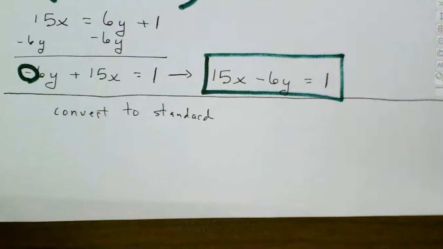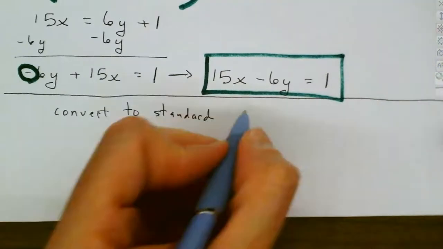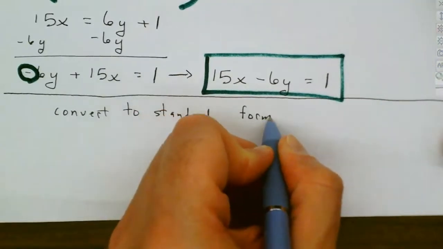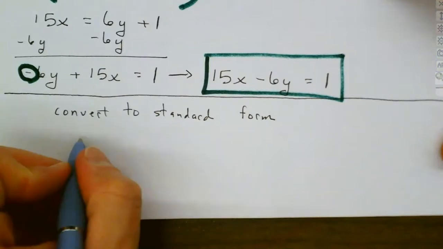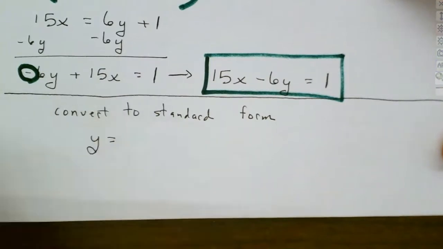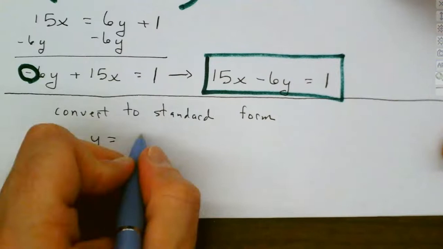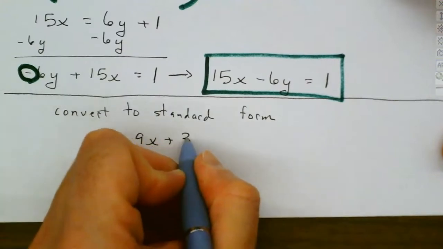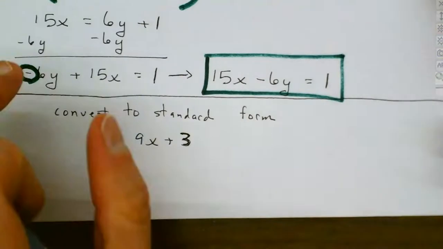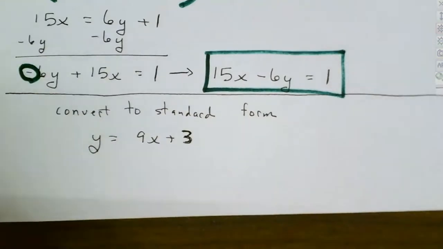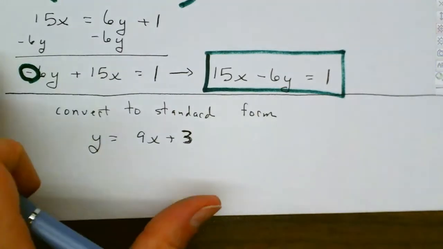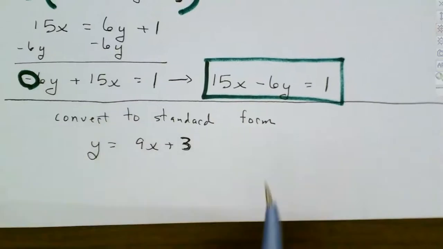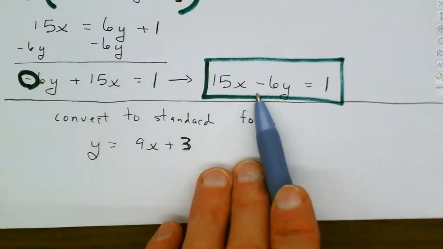Let's do another one, and let's convert this one to standard form as well. How about y equals 9x plus 3. And this one's very simple. I just want to make sure we understand the concepts here. So I want this in standard form. Okay, so what does standard form look like? It looks like this, doesn't it, in a way?